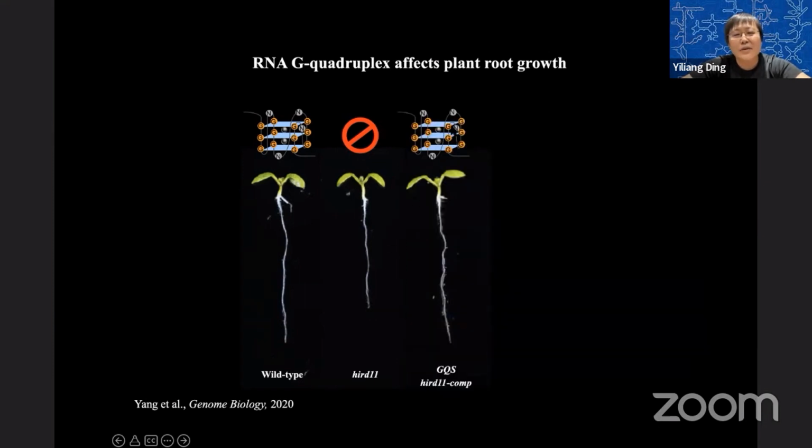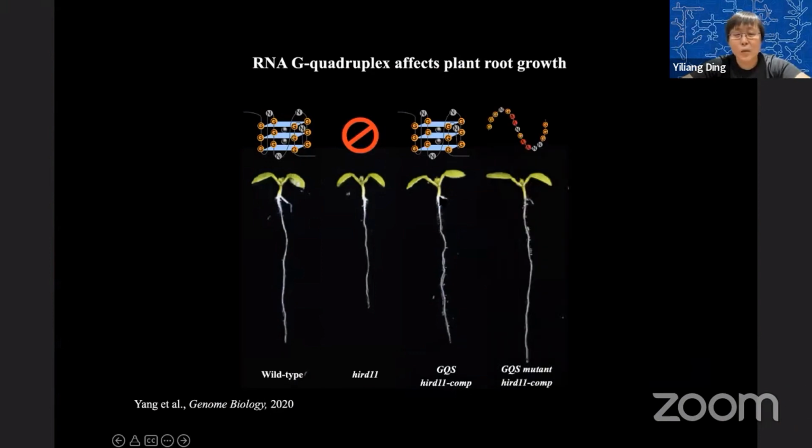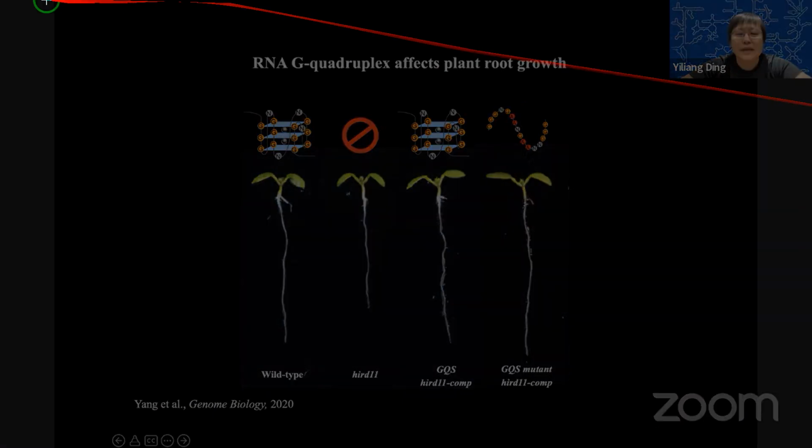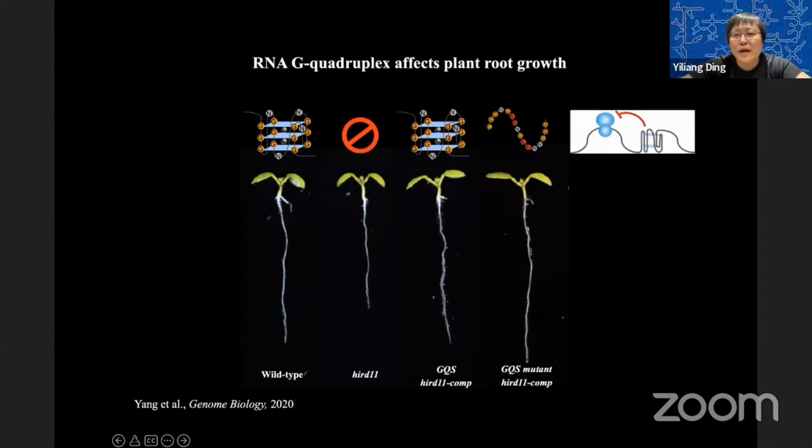When you complement the mutant with the G-quadruplex sequence, you can see the phenotype restored like wild type, okay? Interestingly, when you mutate the G-quadruplex, simply changing G to A, then you see the plant root getting longer. We later found that this G-quadruplex on the HERD11 UTR region inhibits translation. So we know this G-quadruplex can affect plant root growth through translation inhibition.